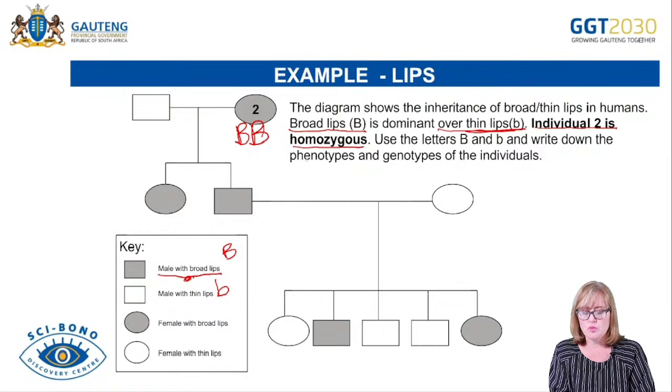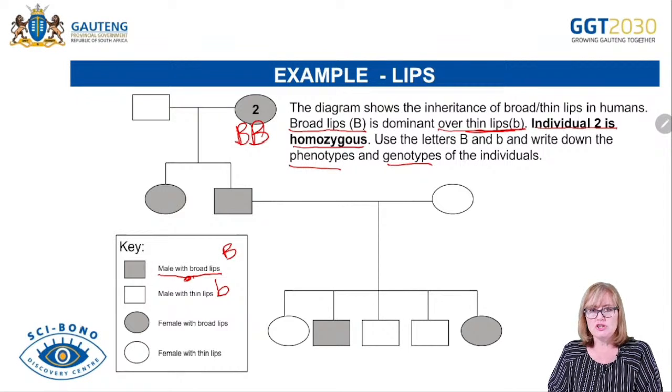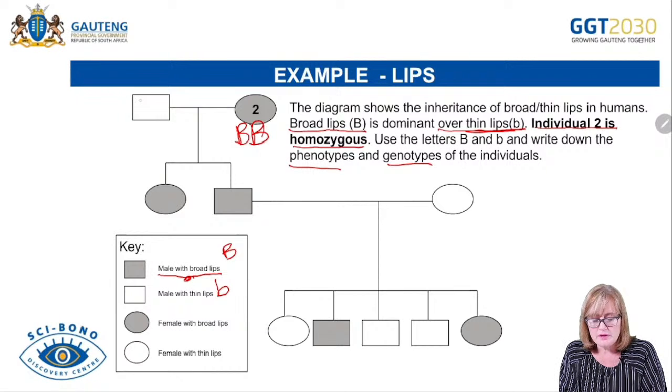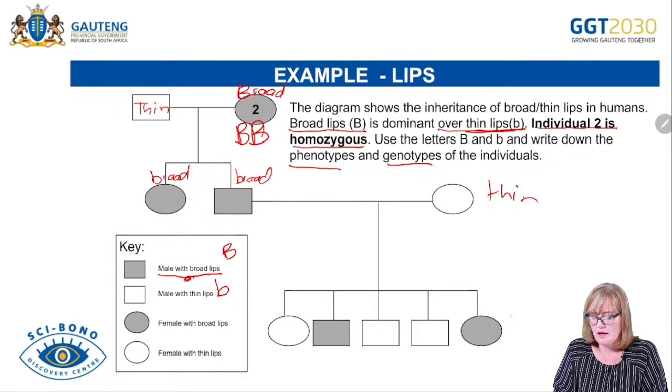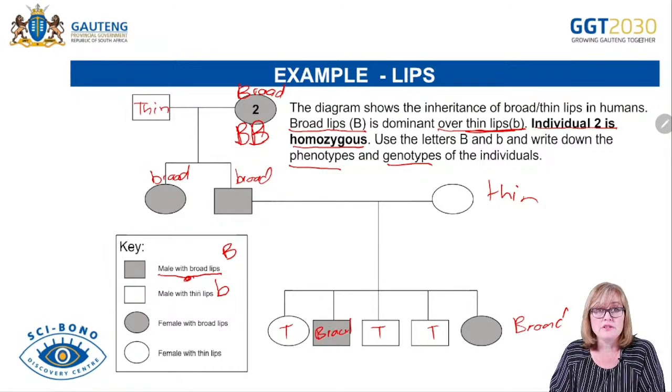But now you have to go and work out the phenotypes and the genotypes. Right, now the phenotypes are very easy because the unshaded ones will be thin and that one will be broad, right? Broad, it's so easy. So if they ask you something like this, just look at the key. Phenotype, what you're seeing. Thin, okay, I'm just going to write broad, thin, thin, thin, and broad. Okay, easy. That's not difficult. You just have to interpret the key.